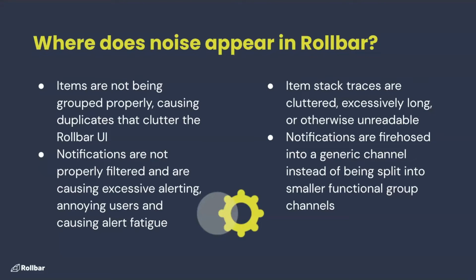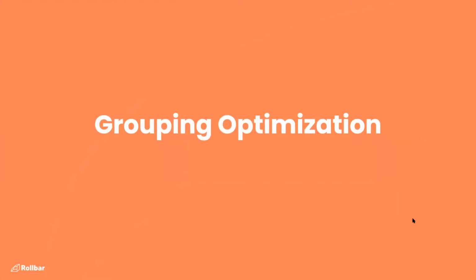So all of those would be considered noise in Rollbar, with us being considered by some to be an observability tool, delivering signal and reducing noise. That's definitely one of our primary objectives. So up first, grouping. What do we do about the noise incurred by the grouping engine?